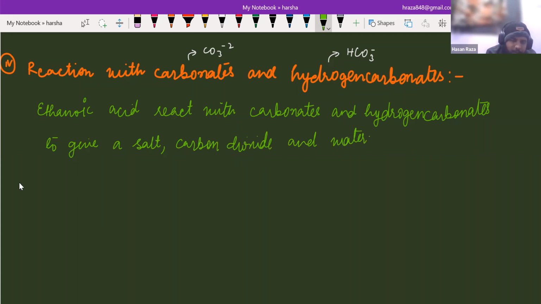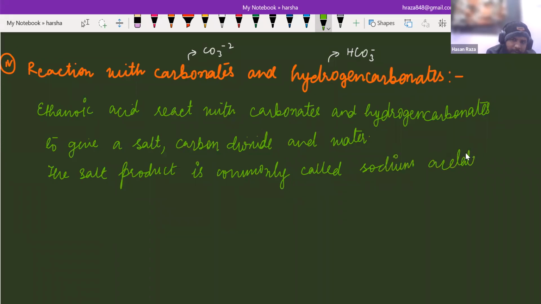And the salt product is commonly called sodium acetate. In your syllabus, it will be constant. Same reactions will be asked, not different reactions.